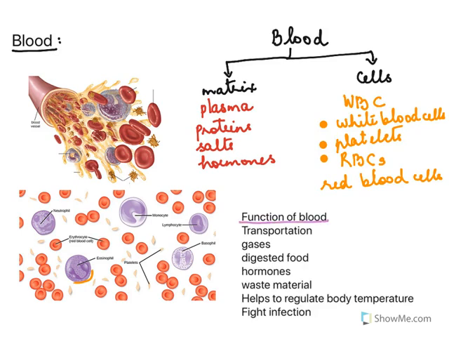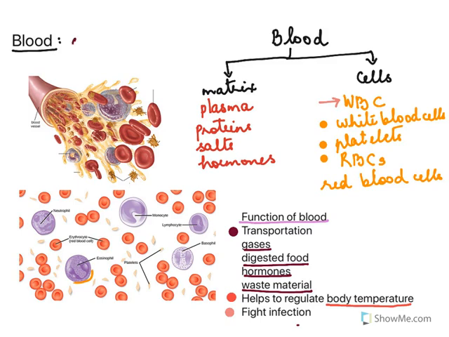Now for the functions of blood, the main function of blood is transportation. It transports gases, digested food, hormones, waste material to the different parts of the body. The other function is that it helps to regulate the body temperature. It keeps the body temperature the same throughout the body, and then to fight infections. The WBCs which are present in the blood and many other components of the blood help to fight infections.